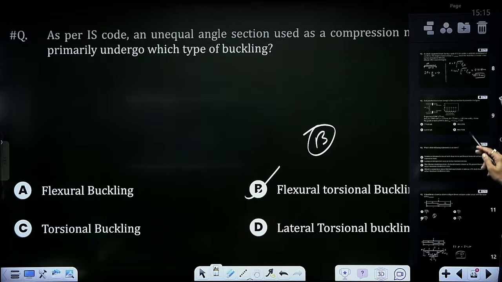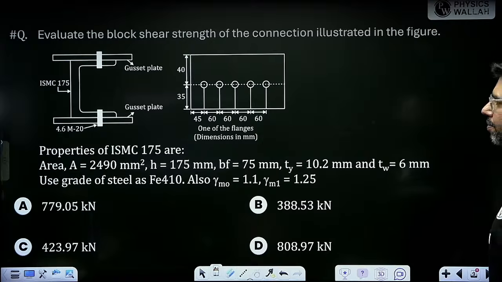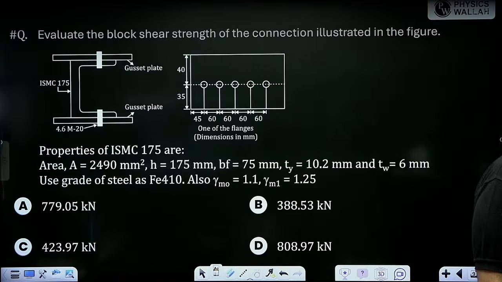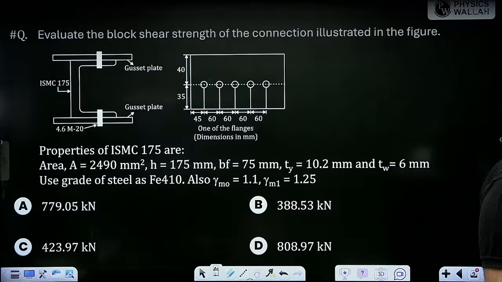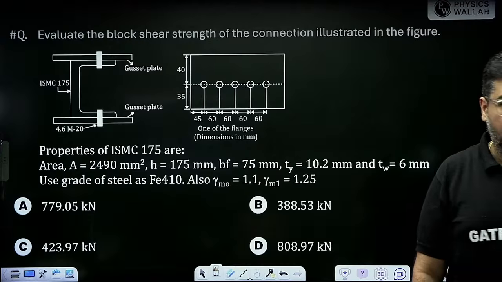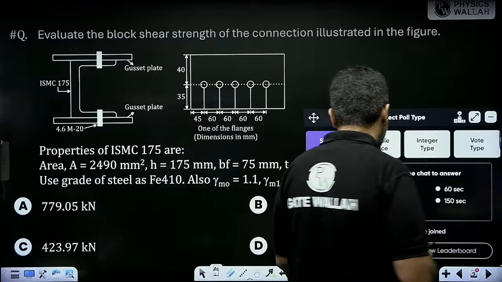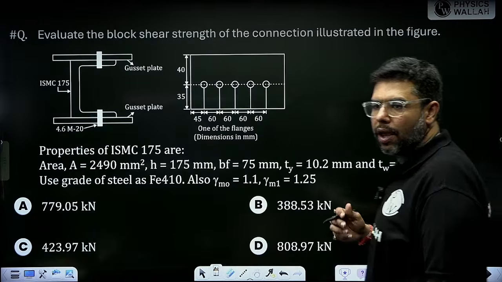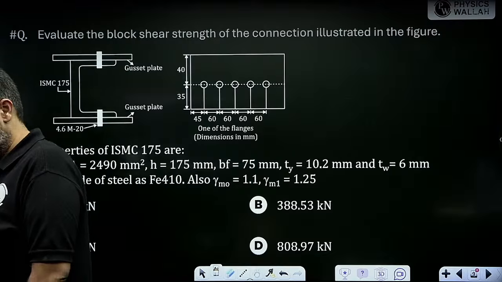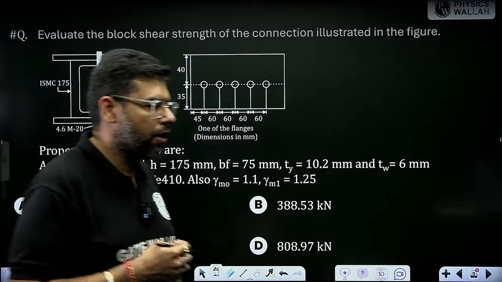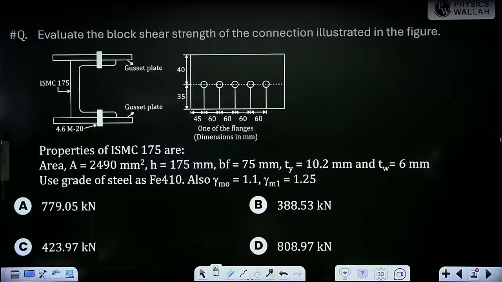Let's do one interesting question on block shear failure. Try to attempt this one here. Waiting for answers, it will take time. No worries, take your time, please. Take your time and find out the block shear failure here. Block shear failure strength. Very important question for GATE. Try to do it, friends.